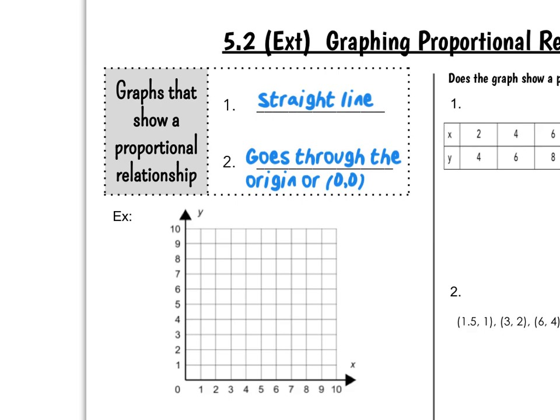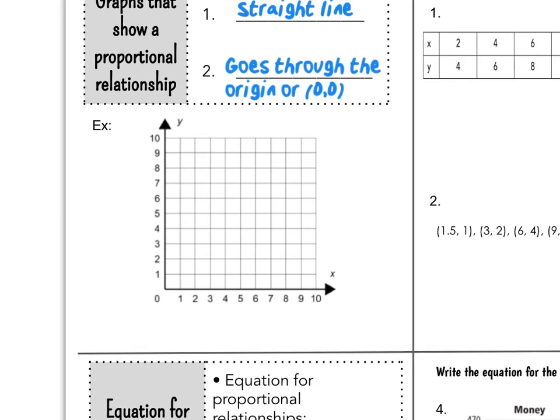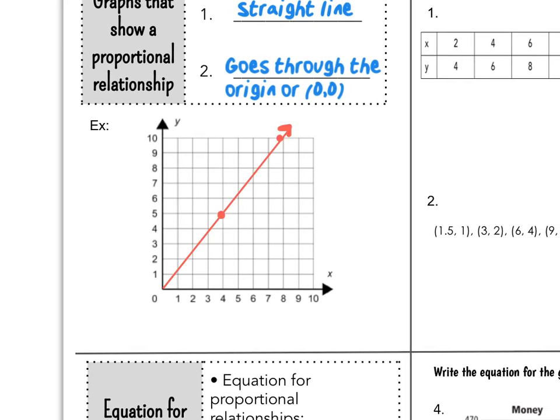So let me give you an example of what a proportional relationship on a graph looks like. Using a ruler or a straight edge, you could even use an index card or your ID card, I want you to recreate this graph and try to make it super straight. I put 2 points on here: this point here, which is 4, 5, and this point here, which is 8, 10.